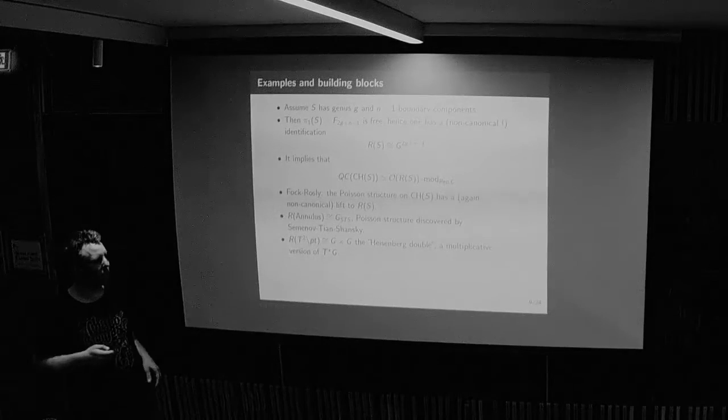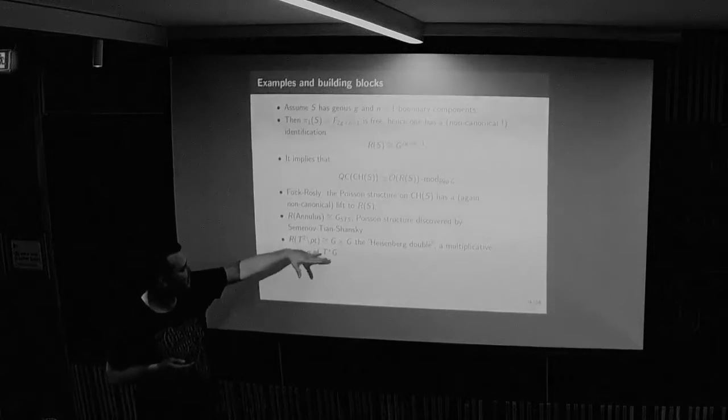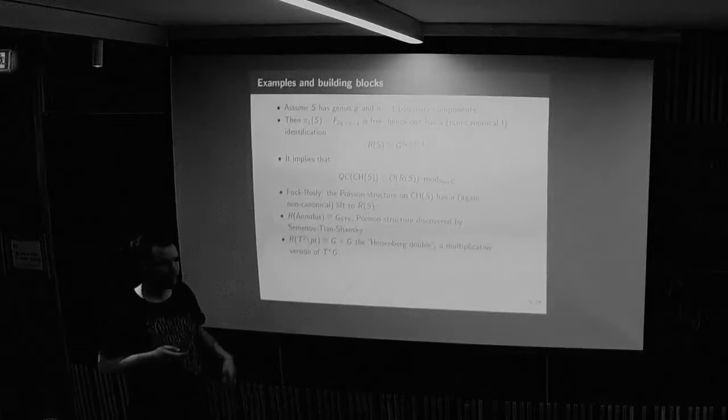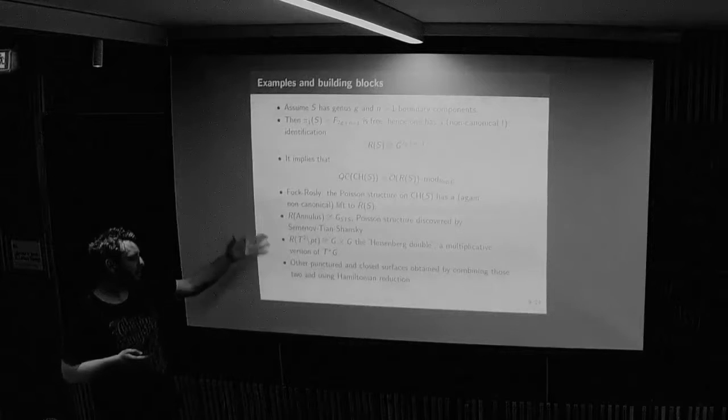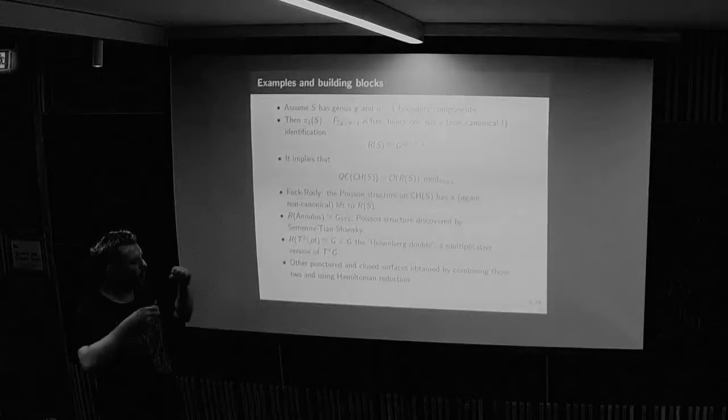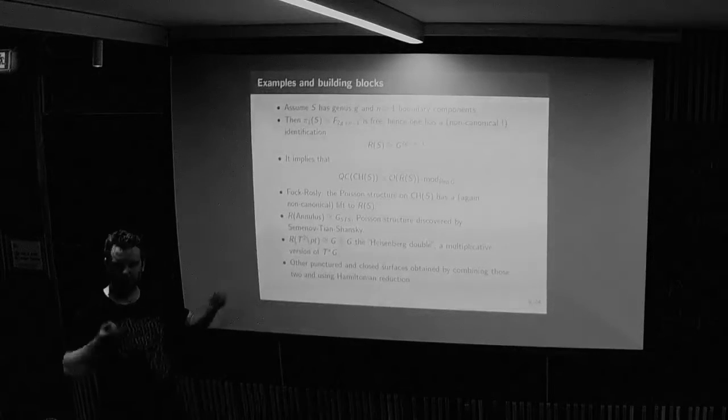Anyway, so yeah, Sam already explained very well how this thing somehow degenerates to the cotangent bundle of capital G on little g. And then for other surfaces, you have this procedure of gluing along pairs of pants basically, and for closed surfaces, you do Hamiltonian reduction.